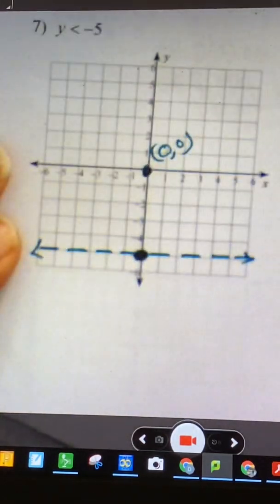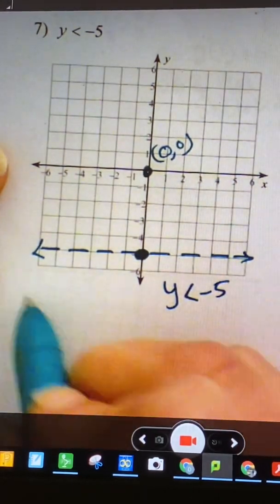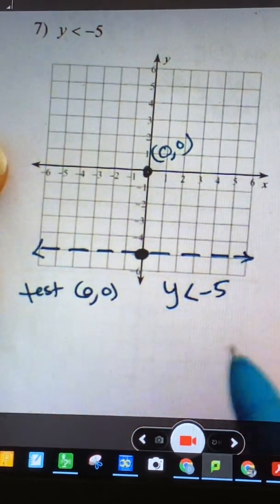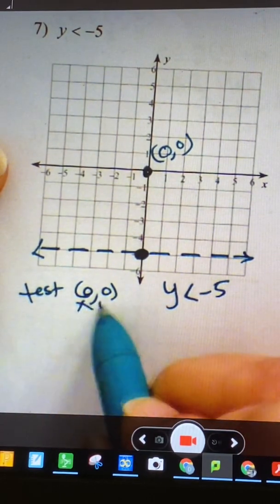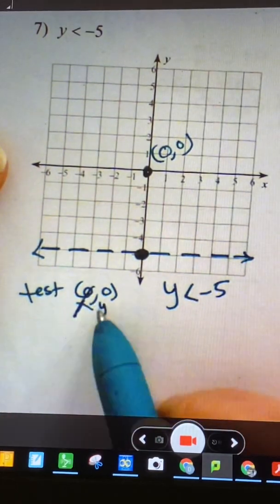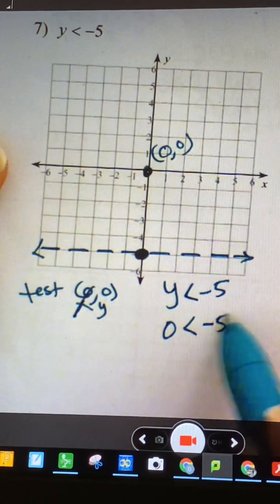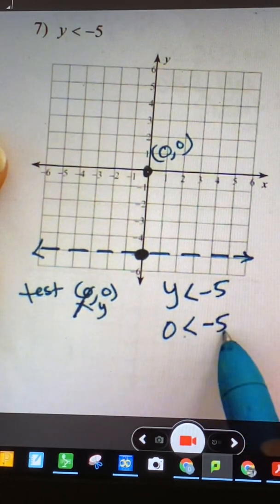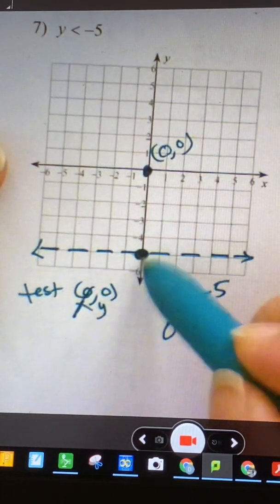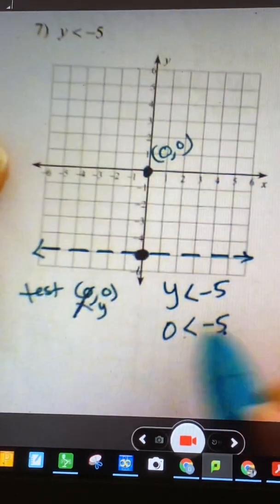I'm going to rewrite my inequality down here. Y is less than -5. I'm testing 0, 0. So I don't need my x because I don't have an x in the inequality. I'm going to put 0 in for y, like my test point has. Is 0 less than -5? Is 0 right here less than -5? No, less than would be down here. It's more than. So that is not true.